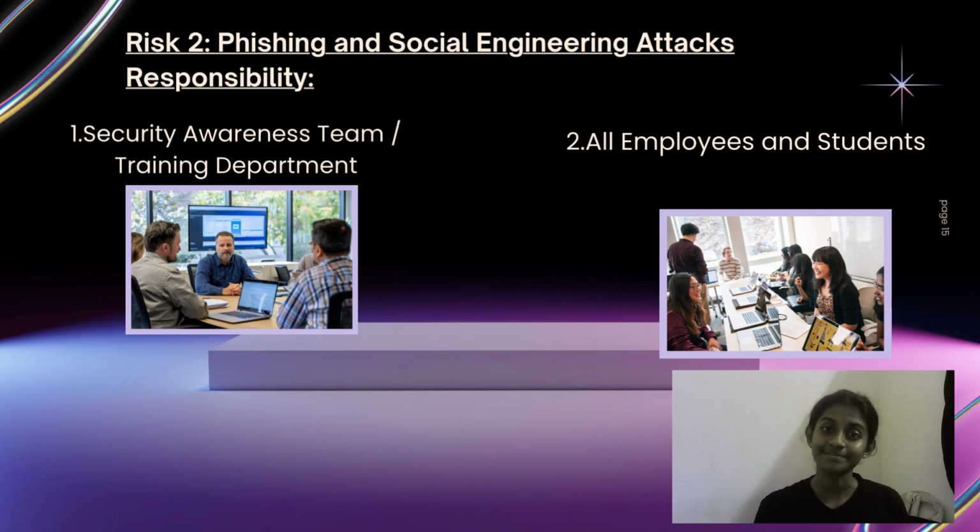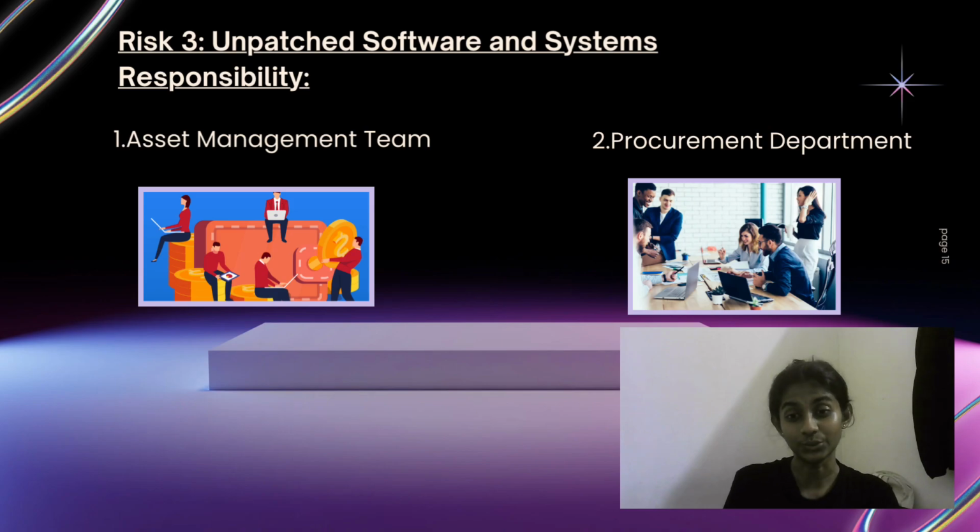So yeah, that's all. So now is risk 3, unpatched software and system. There are some people responsible for managing this risk. So the first one is the asset management team, whose job is to maintain an accurate inventory of hardware and software assets. And the second team is the procurement department, whose job is to consider the security update lifecycle when purchasing new hardware and software. So yeah.